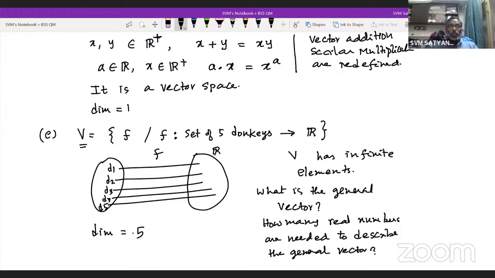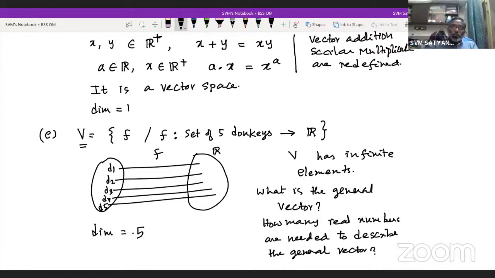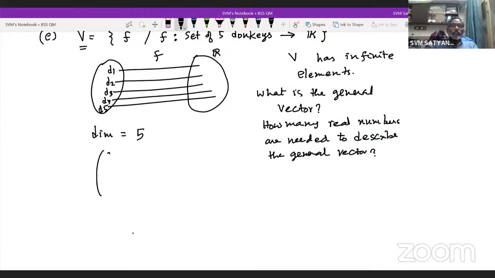Exactly. So the dimension of the vector space is 5, because for every donkey, we have to associate one real number. I didn't think that would be so easy. I thought it should be either 1 or infinity. So there are 5 donkeys. So essentially, what is the general vector here? General vector is something like this, right? Let's say x1, x2, x3, x4, x5, where these xi are real numbers. Correct? This is the general vector. So I require 5 real numbers.